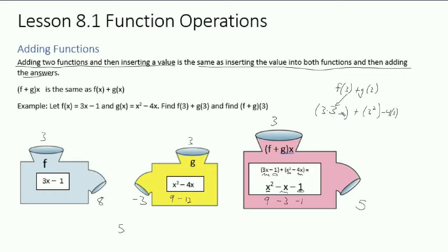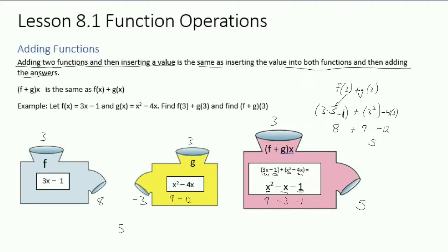And we get 9 minus 1. I know this is written a little funny looking here. So 9 minus 1 is 8, plus 9 minus 12. That's 17 minus 12, which is 5. So if you didn't have these machines to drop it in here, you can just plug it into the expression and add them together.